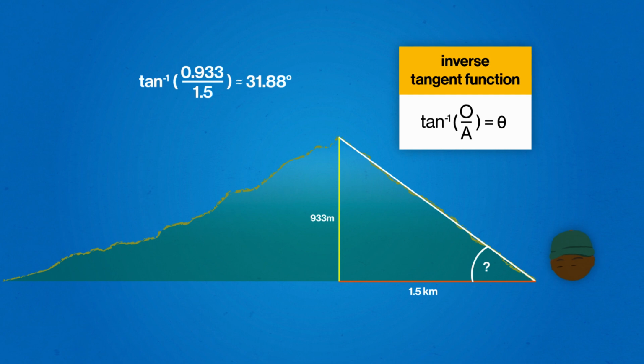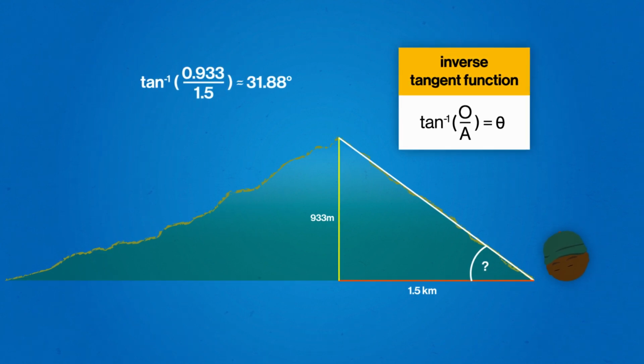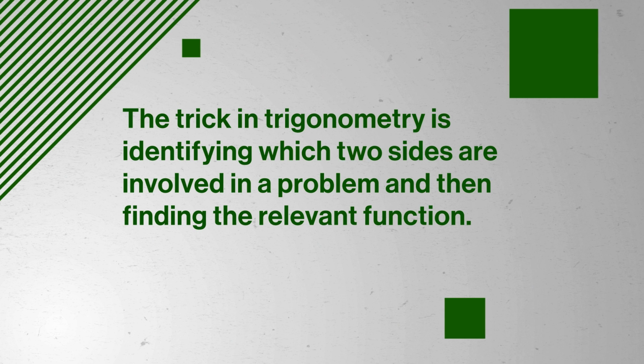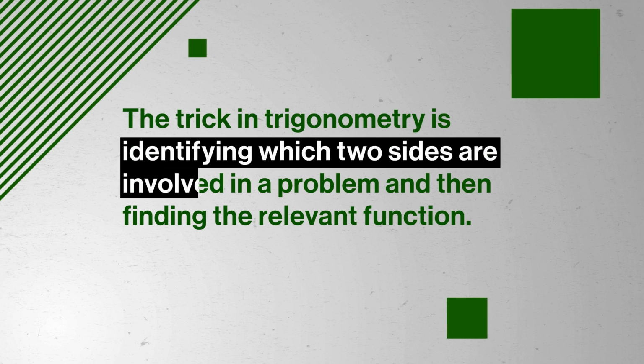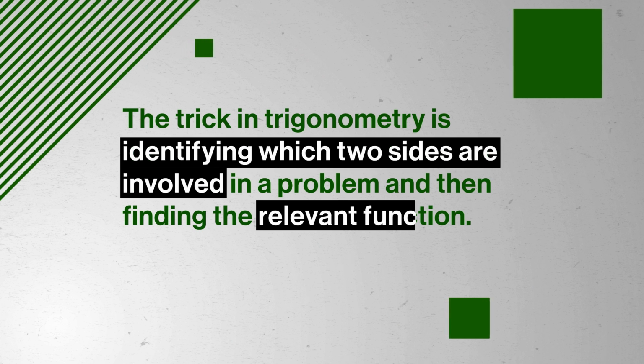Which unfortunately is probably too steep to comfortably set up camp on, or else he risks rolling all the way to the bottom. So he decides to hike over to a less dramatic hill nearby with a flat top to perch on. In general, whether you're calculating lengths or angles of right triangles, the trick in trigonometry is identifying which two sides are involved in a problem and then finding the relevant function.